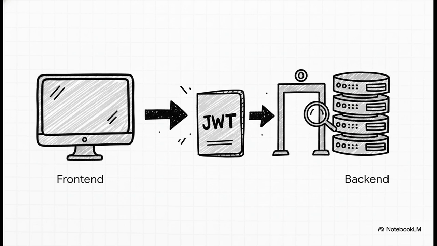The answer is a well-known industry standard: JSON Web Tokens, or JWTs for short. It's actually pretty clever. When a user logs in, the backend gives the front end a special, digitally signed token. You can think of this token like a temporary digital passport that proves who the user is on every single request they make after that.